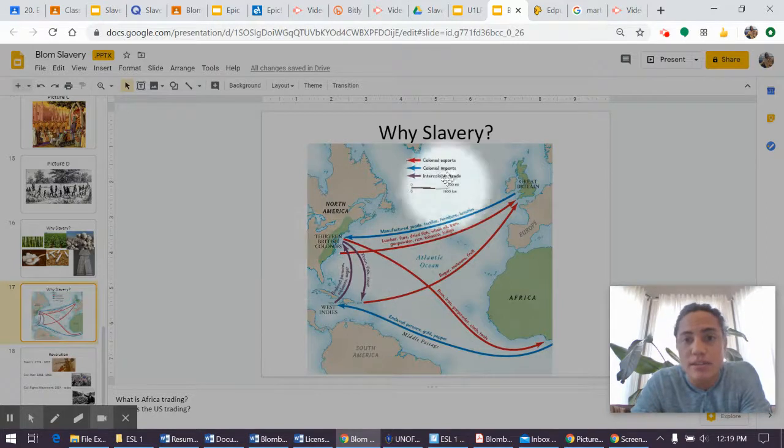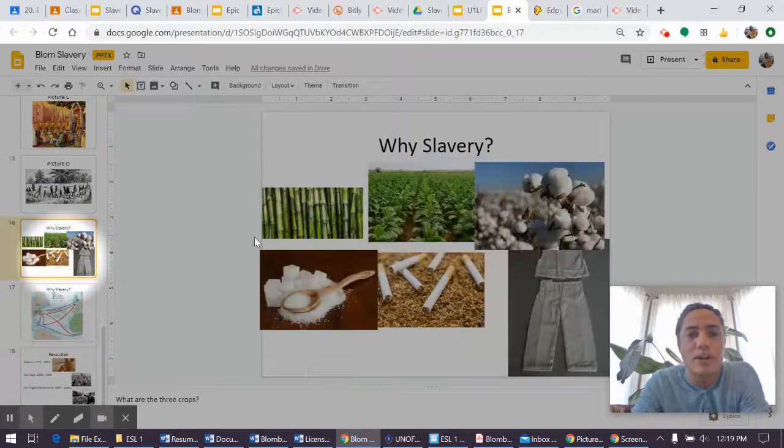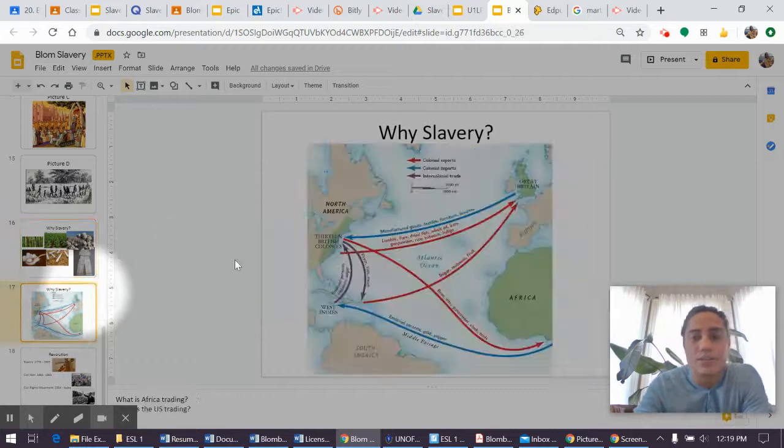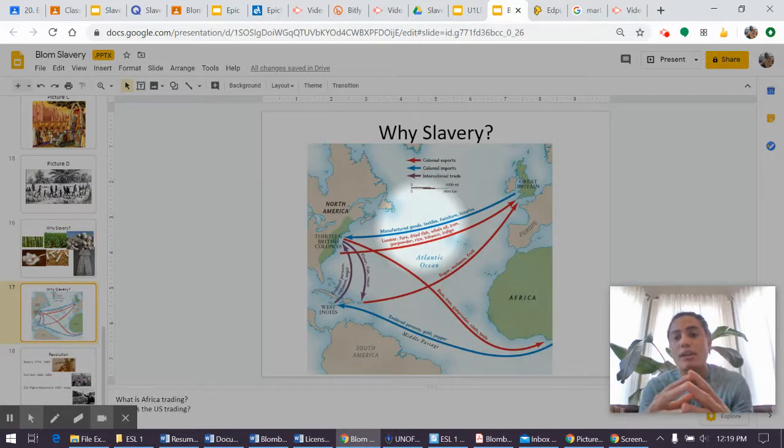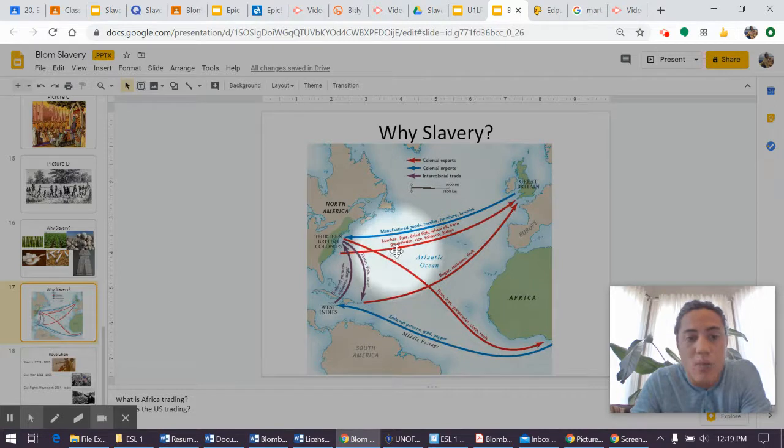So let's look at this. It's not just about what goods you can create, it's also about who you can trade with. I want you to answer this question. What is Africa trading? And what is the US trading?